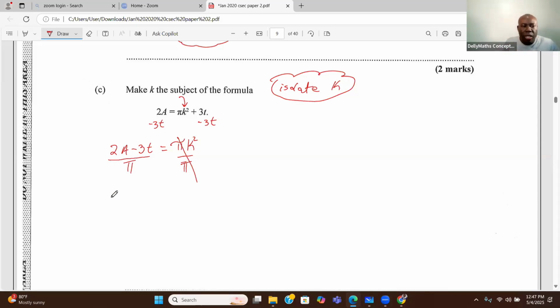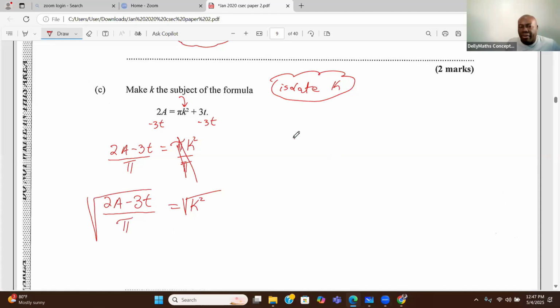So this comes here. So you could see that the pi's would cancel. What you really have is 2a minus 3t, and this is all over the pi symbol. This is equal to k squared. And then from here, you will take the square root, because square root is what cancels square. Square root is what cancels square.